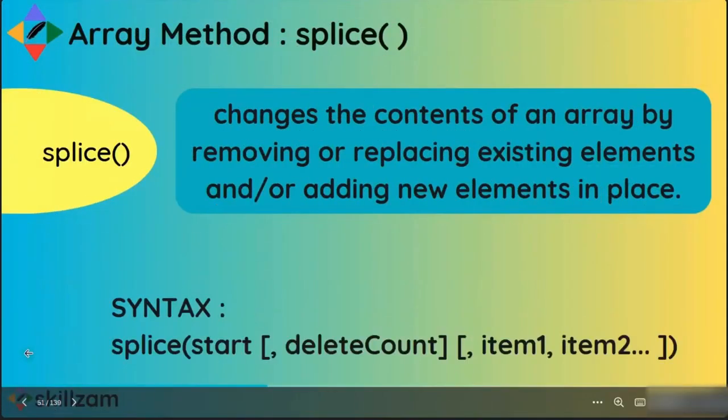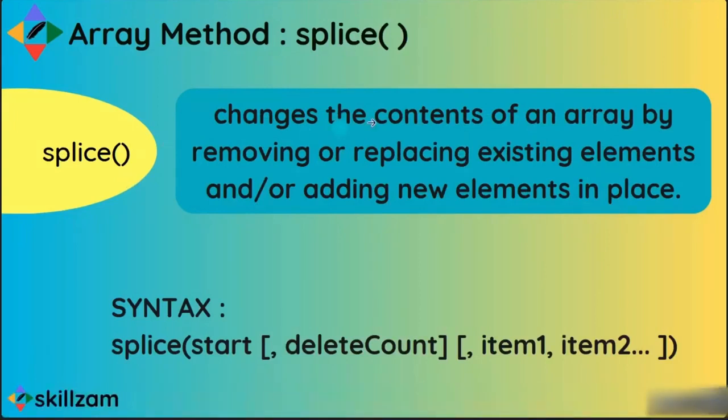And the next thing is splice. The splice method changes the content of an array by removing or replacing existing elements and or adding new elements. So splice also has certain magic here. It changes the content of an array. That's the first thing. And how does it change the content? Either by removing or replacing, which means it is completely removing certain elements, or it can add certain elements.